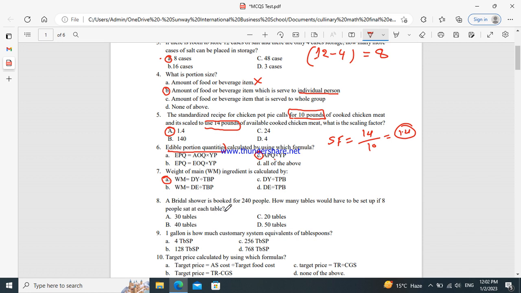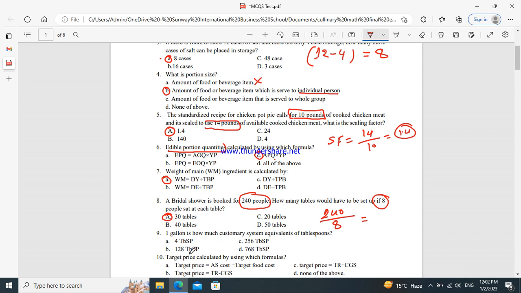A bridal shower is booked for 240 people. How many tables would have to be set up if 8 people sit at each table? From this question we have 8 people at a single table, and the total number of people in this program is 240. Therefore, you can calculate the answer from this information: 240 divided by 8 is equal to 30, option A. Okay.